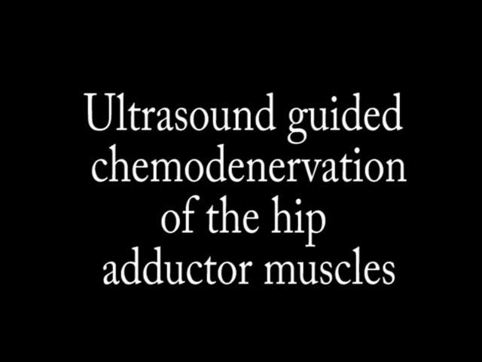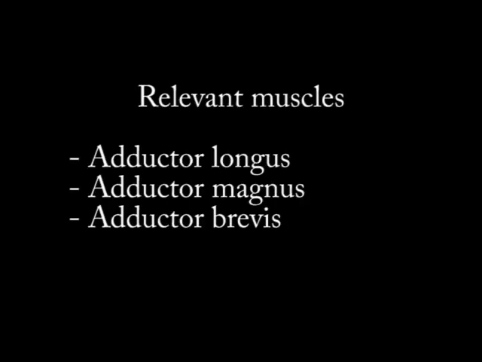Today we're going to be talking about ultrasound guided chemodenervation of the hip adductor muscles. When I say the hip adductor muscles, we're going to look at the adductor longus, the adductor magnus, and the adductor brevis today and how to identify them. Like all my videos, the muscles that you see today are of myself, which have normal echotexture. In individuals with spasticity, we often see increased hyperechogenicity of the muscles.